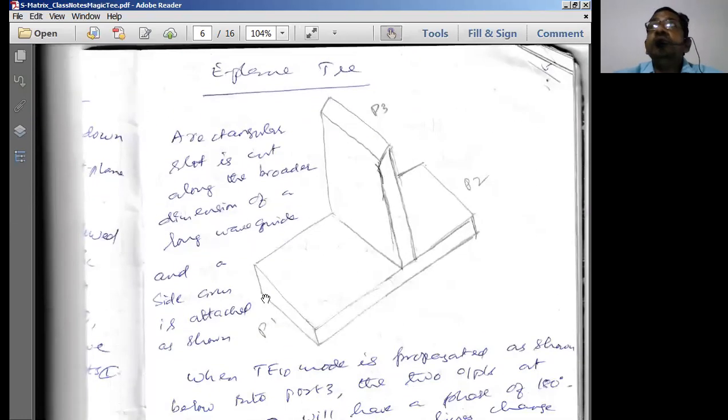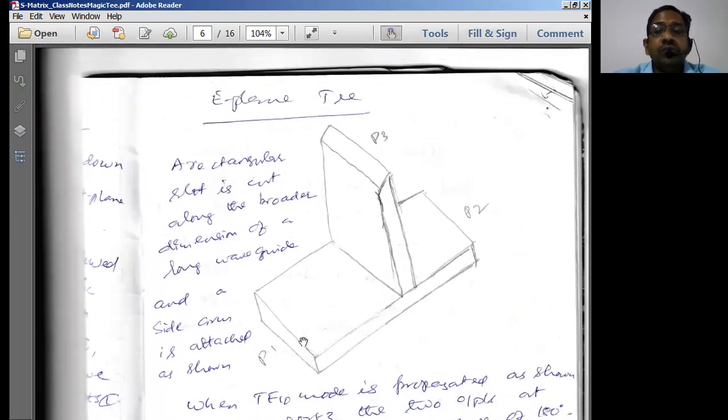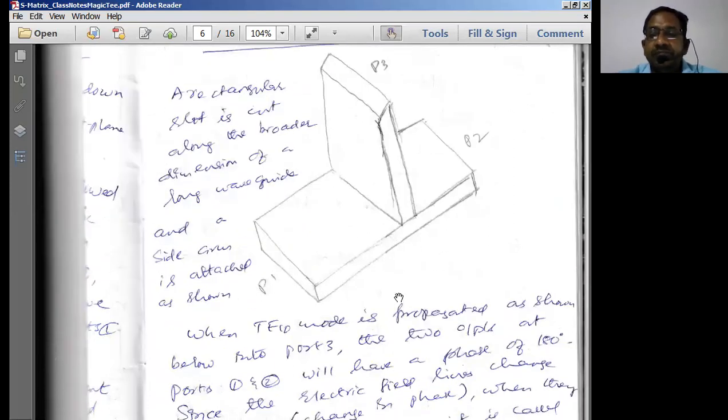The next one is going to be the E-plane T. Now in the case of this E-plane T, how do we normally form it? We take a rectangular slot, which is normally cut along the broader dimension of the long waveguide, and a side arm, this P3 is nothing but the side arm, is simply attached as shown to form an E-plane T. So E-plane means what? There should be some plane attached perpendicular to this. H-plane means what? In parallel to this, you have to attach the plane. So that is what is called an H-plane T.